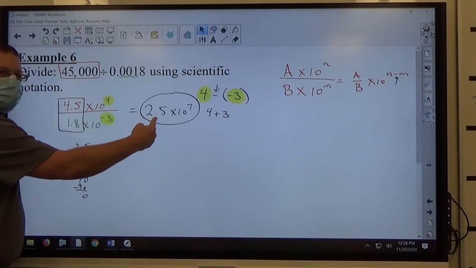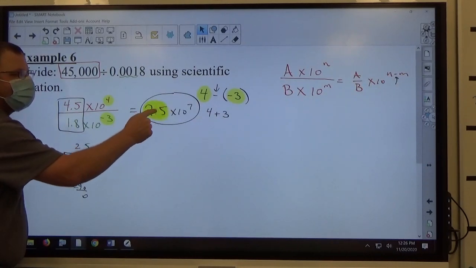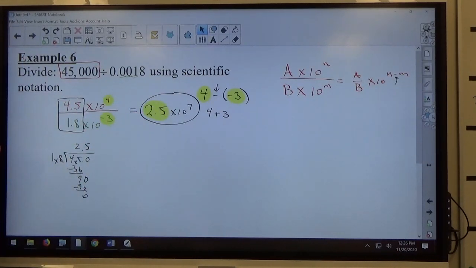Once again, 2.5 is in between 1 and 10, so that's in good shape. If this number were not between 1 and 10 here, then I need to modify it into a good scientific notation answer.